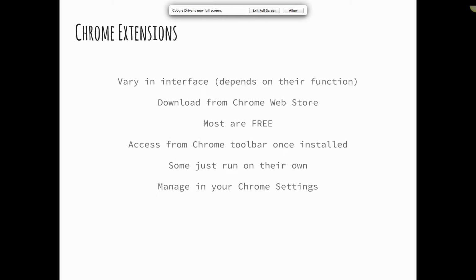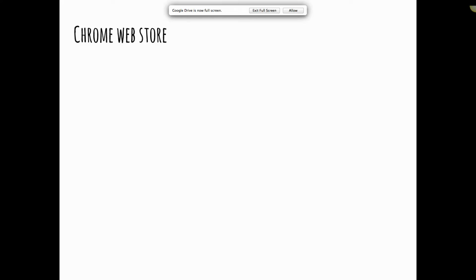Now, if you add one and you don't like it, you can manage them. They're not there permanently. You can get rid of them. You just go to your Chrome settings and you take it away. And I'll show you guys where that is.